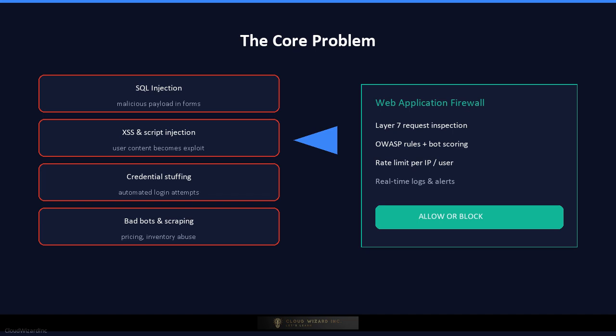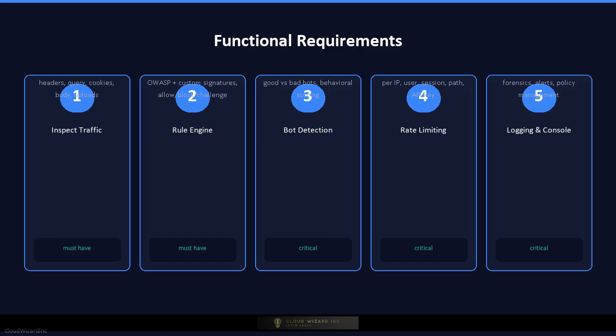A traditional network firewall only understands IP addresses and ports, so it cannot inspect HTTP payloads, user behavior, or application-level anomalies. The application team needs a web application firewall that understands HTTP, TLS, cookies, headers, and bodies, enforces security rules, detects bots, applies rate limits, and gives security engineers clear observability into what is being blocked and why. Let's walk through the functional requirements.